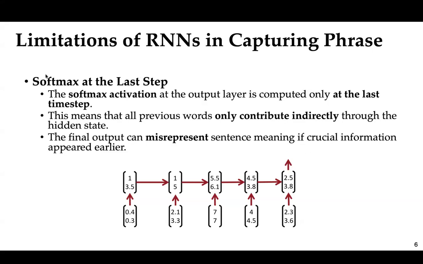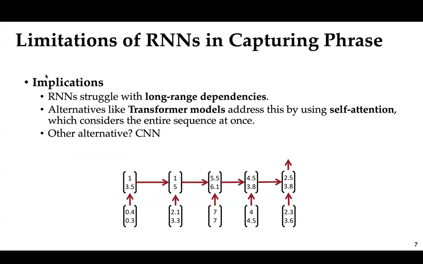The last one is the aggregation, which is the softmax at the last step. So the softmax aggregation at the output layer is going to be computed only at the last time step. It's not calculated at any of those intermediates. And this means that all the previous words only contribute indirectly, in a probabilistic sense, through the hidden state. And the final output can misrepresent the sentence meaning if crucial information appeared earlier. So these are problems. What is the implication of this problem?